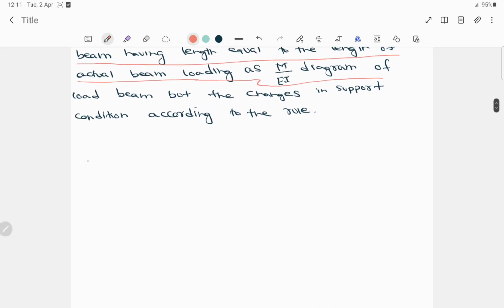So suppose it's a cantilever beam where a load W is acting, and the length of this one is L. So now the main thing here is to find the bending moment diagram initially. So what will be the bending moment diagram here? It will be 0 and something will be like this. Okay, so this is the bending moment diagram.